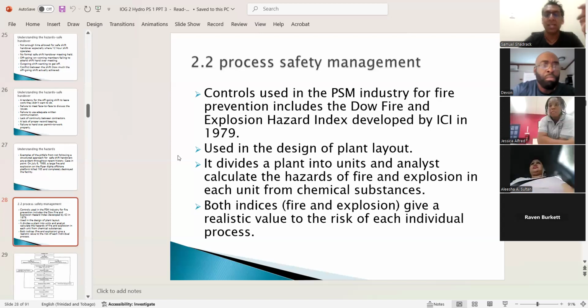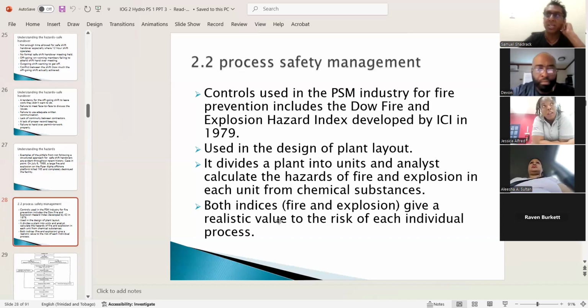They calculate, they have indices that they use, the probability of a fire and an explosion within each unit, right? So there are simple ways of doing that. They can just think of it like a grid.